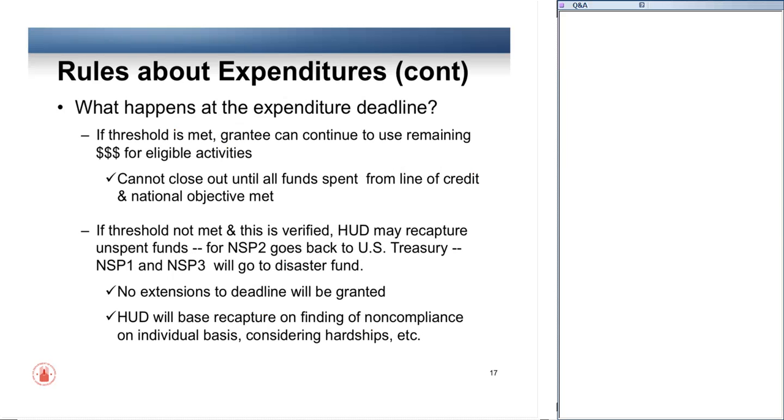If the threshold is not met, and this is verified, HUD may recapture unspent funds. For NSP2, that goes back to the U.S. Treasury. NSP1 and 3 will go to the disaster fund. No extensions to the deadline will be granted, and HUD will base recapture on a finding of noncompliance on an individual basis, considering hardships, etc.